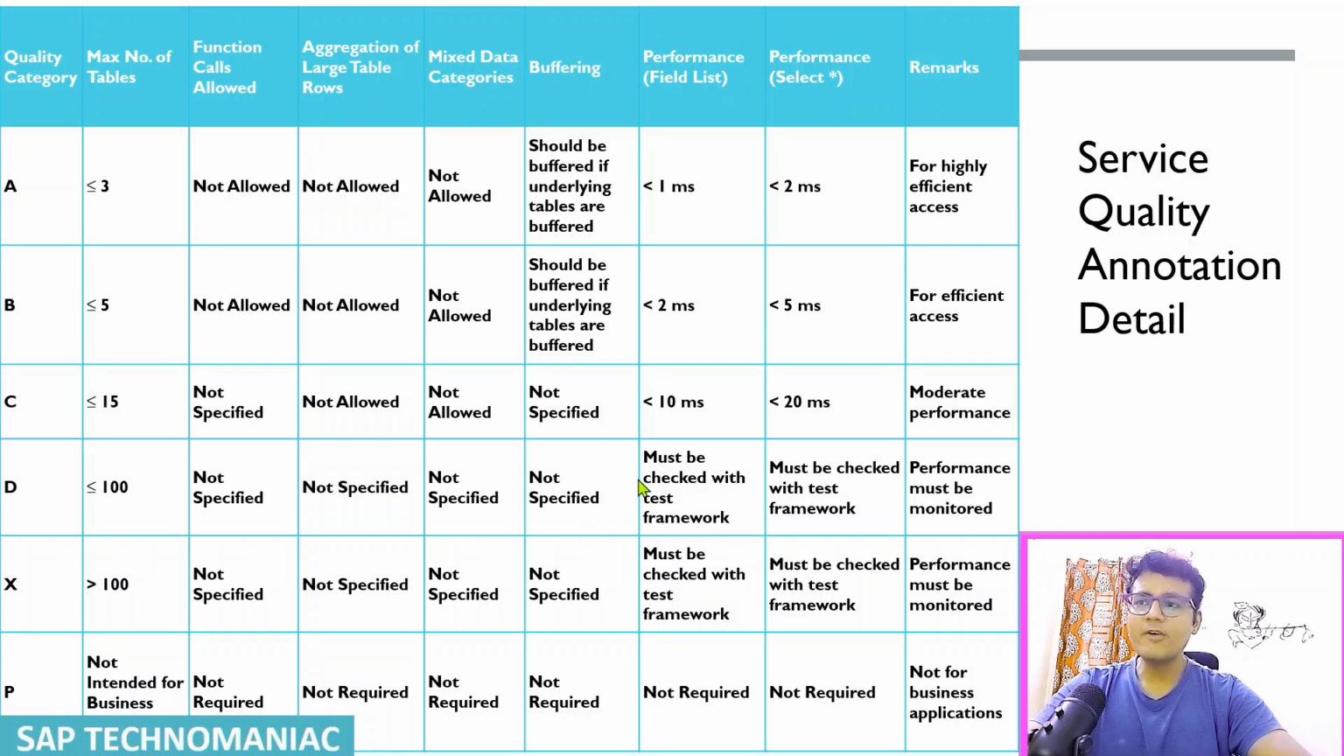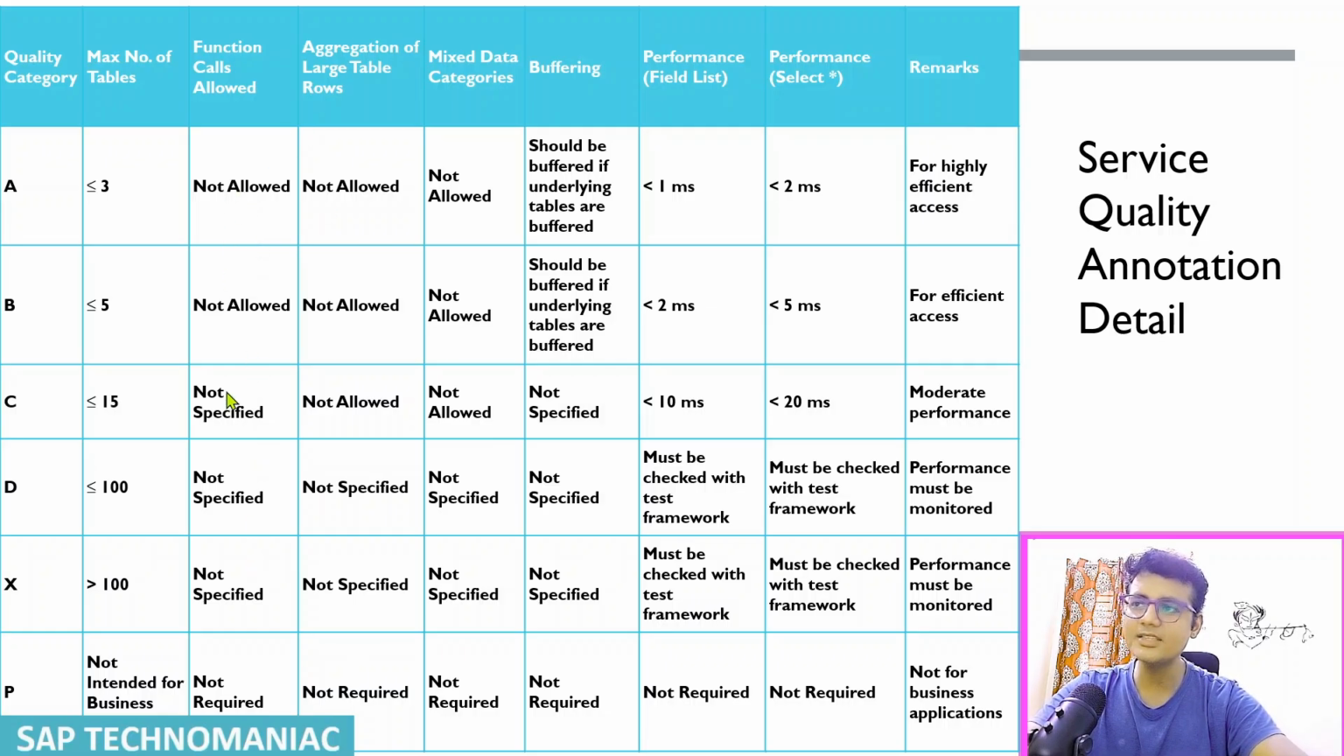The next point: buffering is not specified, which means it can be buffered or not buffered, it does not matter. This will matter for type C, again within 10 millisecond and 20 millisecond, if you are giving up to 15 tables, and 100 tables. There is also a specific rule regarding the data category. In these three, the data category should not be mixed, but in D, it can be mixed.